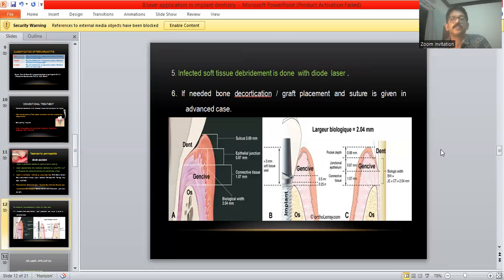The infected soft tissue debridement is done with the diode laser. So after taking care of the hard portion of the implant site, we will take care of the infected soft tissue site by doing debridement with the diode laser. If needed, bone decortication, graft placement, and suturing are done in advanced cases.